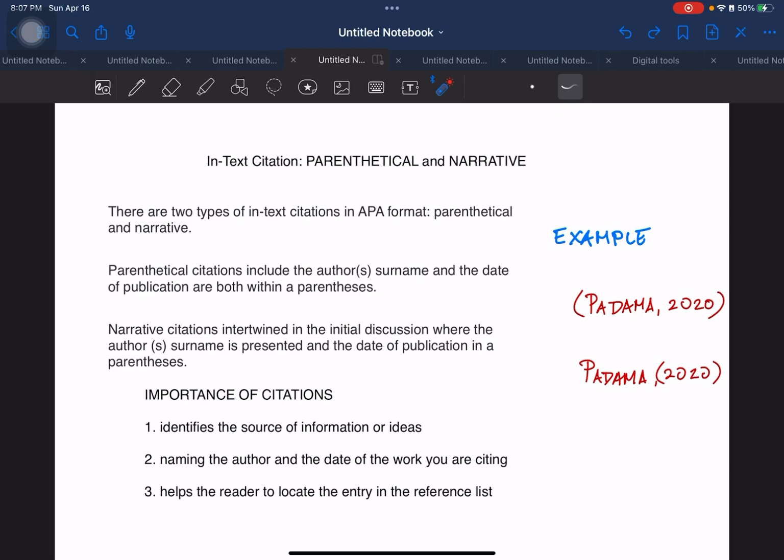So as mentioned earlier, there are two types of in-text citation in the APA format, and these are parenthetical and narrative citation. So by definition, parenthetical citations include the author's surname, that's one, and the date of publication, which are both located within a parenthesis. So in our example, this is what we call the parenthetical citation. So let us put a label on this, parenthetical.